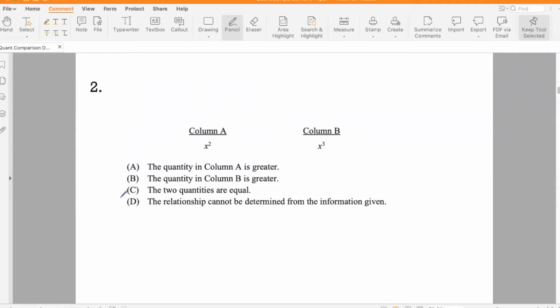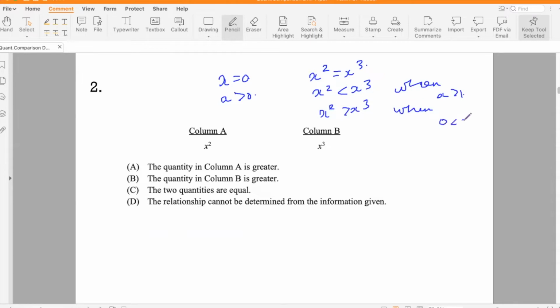Question 2. Column A has x squared and column B has x cube. Now, if x is 0, then x squared and x cube are equal. If x is positive, then x squared is less than x cube when x is greater than 1, and x squared is greater than x cube when x is between 0 and 1, right? And similarly, we can show that for x less than 0 also we'll get two regions. So nothing can be said about the information here.